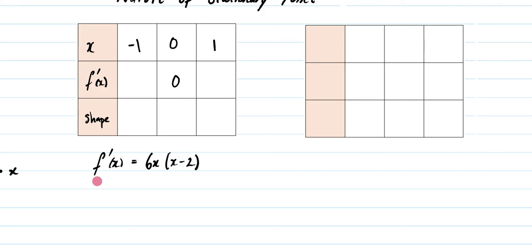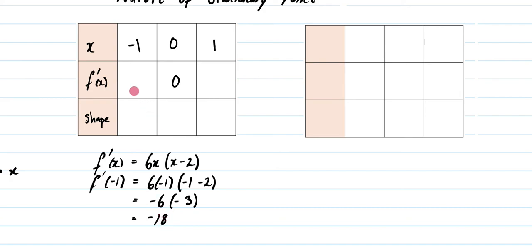So if I was to let f dash of x of -1, I'm going to get 6, -1, -1 minus 2, which is going to be equal to -6 times -3, which is going to be equal to -18. So right here, this is going to be negative. Ooh, I messed that up. It's not going to be negative. It's going to be positive 18. Ooh, that would have been embarrassing. It's going to be positive 18 because a negative times a negative is positive. So this is going up. This is flat.